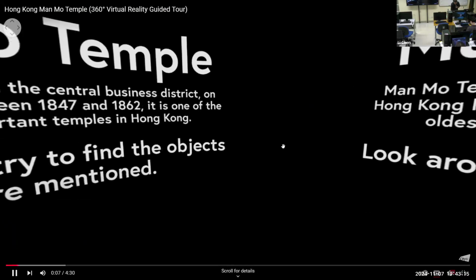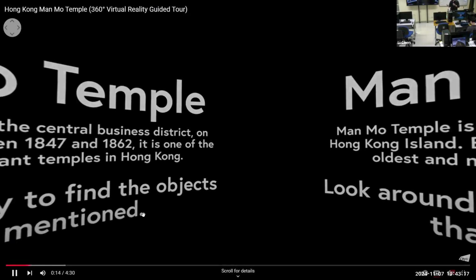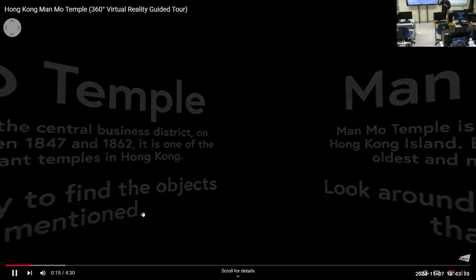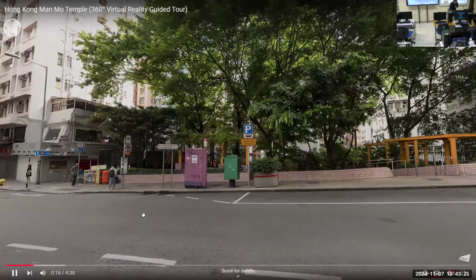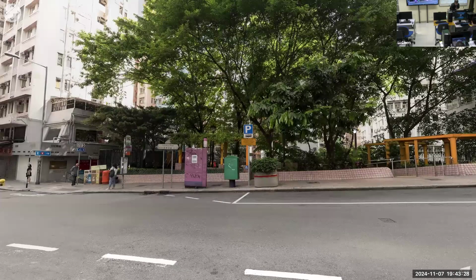So you can drag this around. And of course, if you view this using the YouTube app on your phone, then you can enable the so-called cardboard mode, and then use a Google Cardboard to view it as a stereoscopic image.